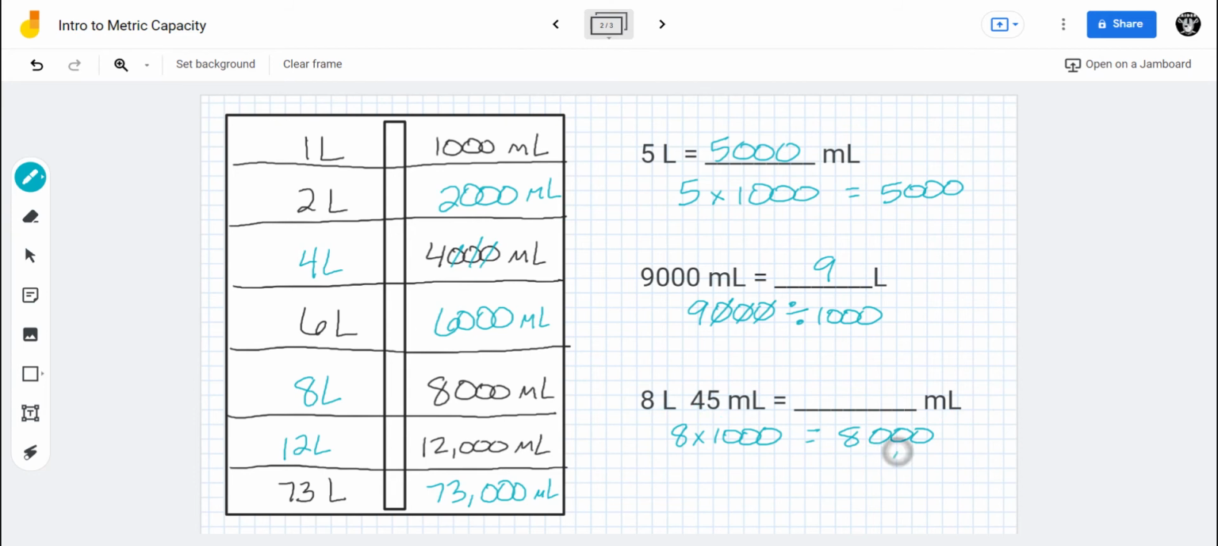But we also have 45 here, right? So you take this 45 and you add it back, and you will get your milliliters. So you can see you get a 5 here, a 4 there, 0 to hold the place value, and an 8 there. So the answer is 8,045 milliliters. So that's how you convert from liters into milliliters or from milliliters back into liters.